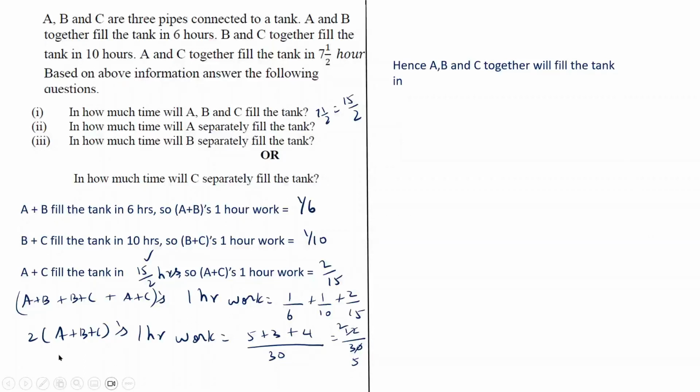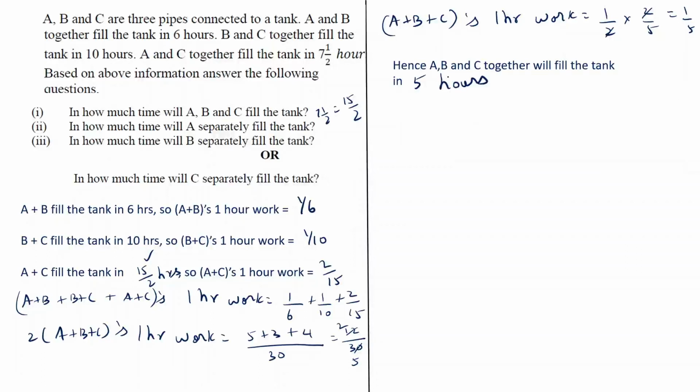So here we can see that 2 times A plus B plus C's 1 hour work is 2 by 5. So A plus B plus C's 1 hour work will be 1 by 2 into 2 by 5. I am bringing this 2 to the other side. So it is 1 by 5. Hence A, B and C together will fill the tank in 5 hours. It is the reciprocal of this. So this is the first subdivision. First subdivision carries 2 marks.